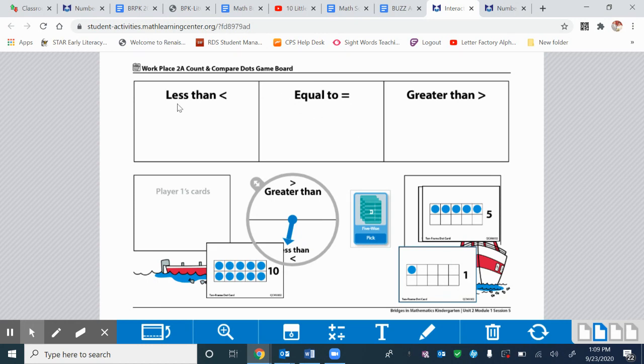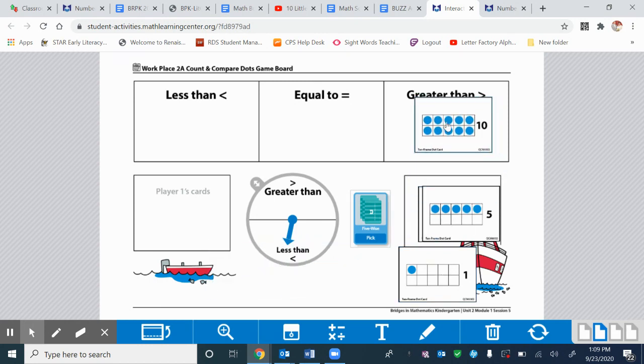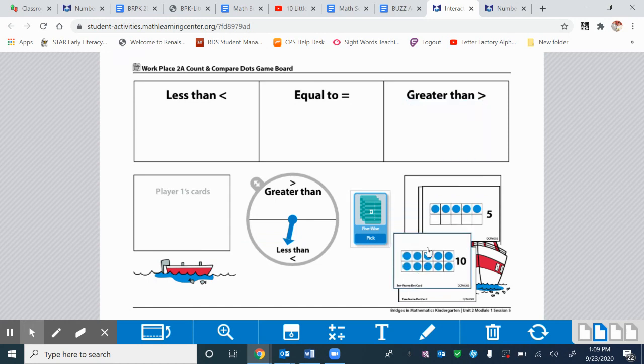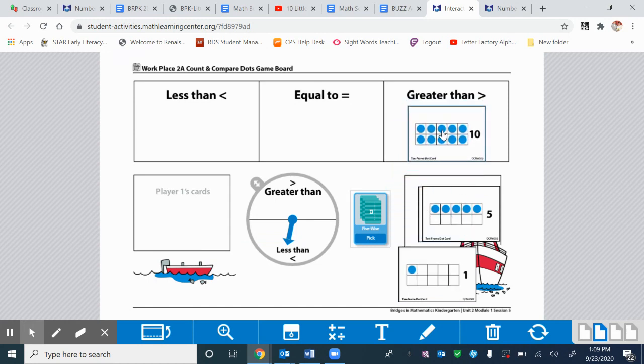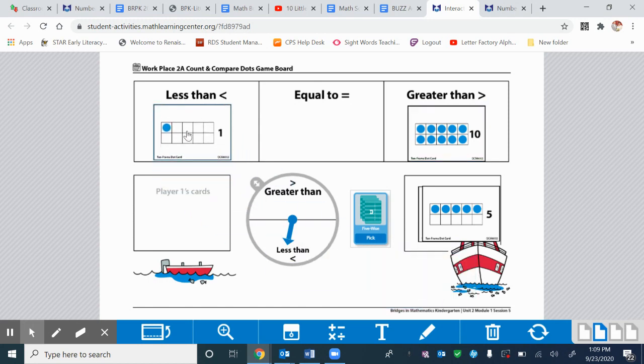All right, so let's go next here to see where to put the cards. Which card is greater? Which card is bigger? Well, that's 10. So 10 is going to go up here. And that means that number 1 is less than. It's the smaller number out of them. All right, we're working hard, but we're not done yet. We have to see which card wins by spinning the spinner.